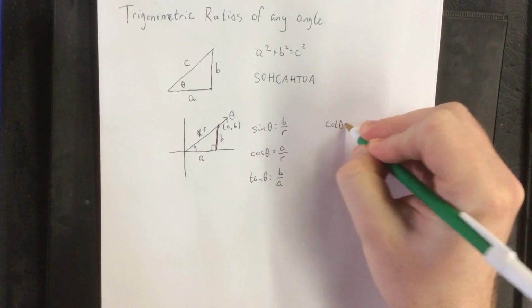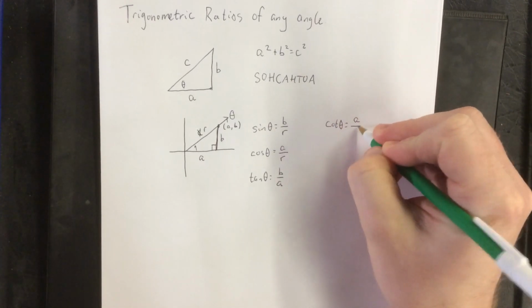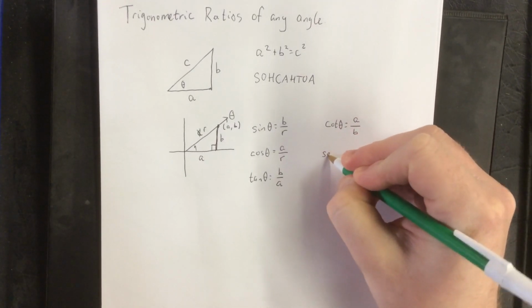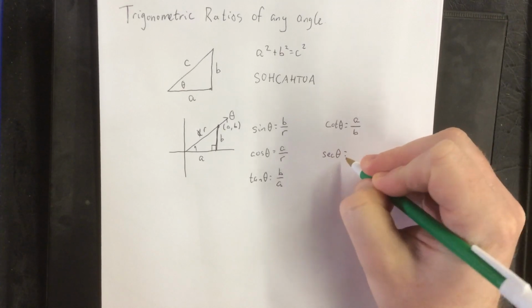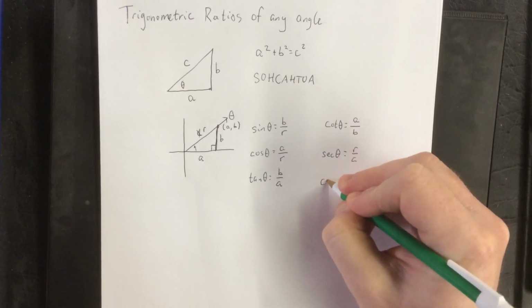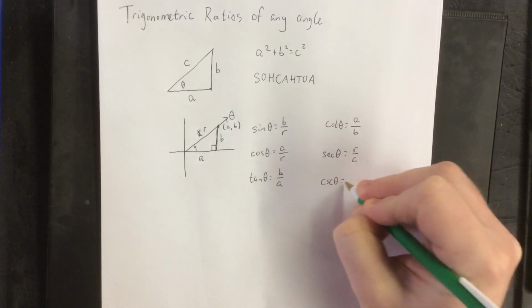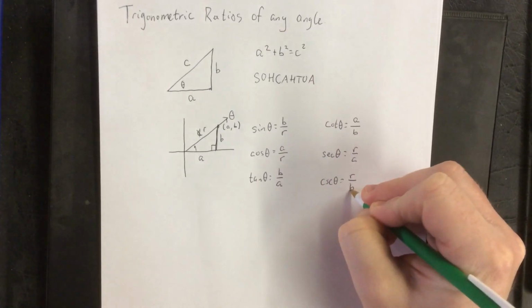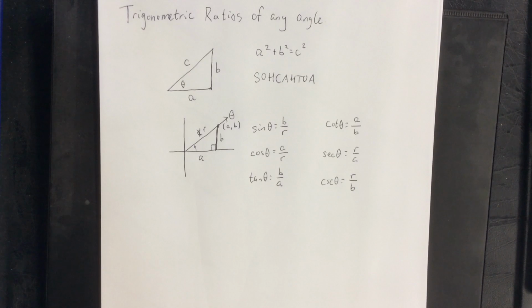The cotangent of theta would be adjacent over opposite, that's A over B. Secant is hypotenuse over adjacent. And cosecant is the hypotenuse over the opposite.